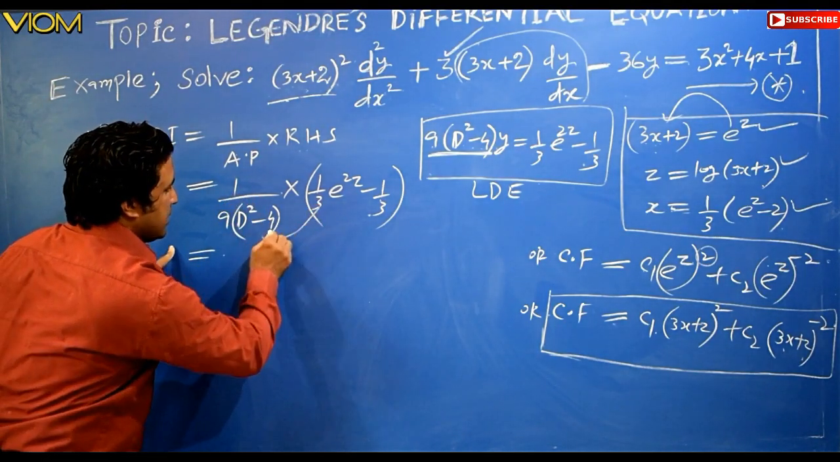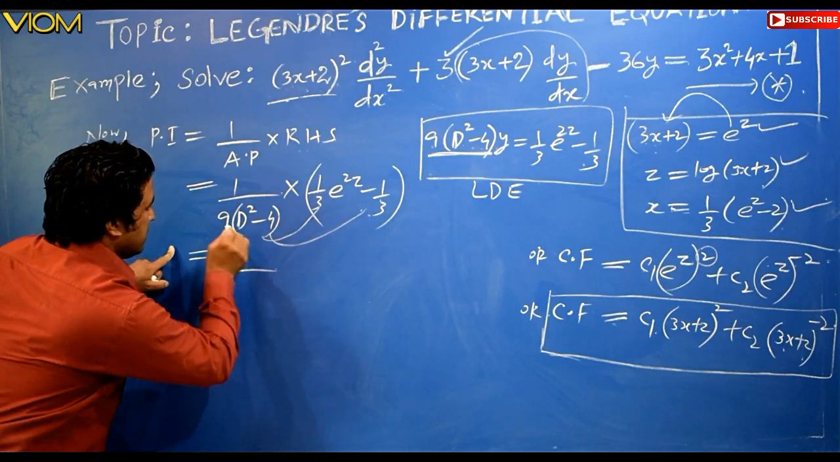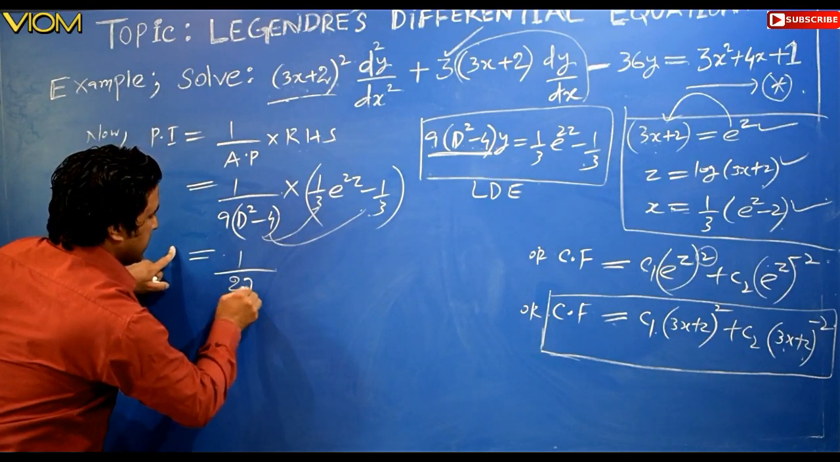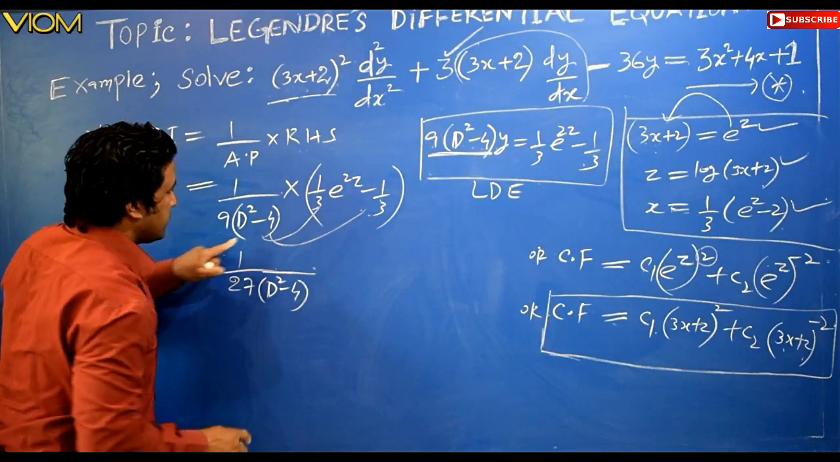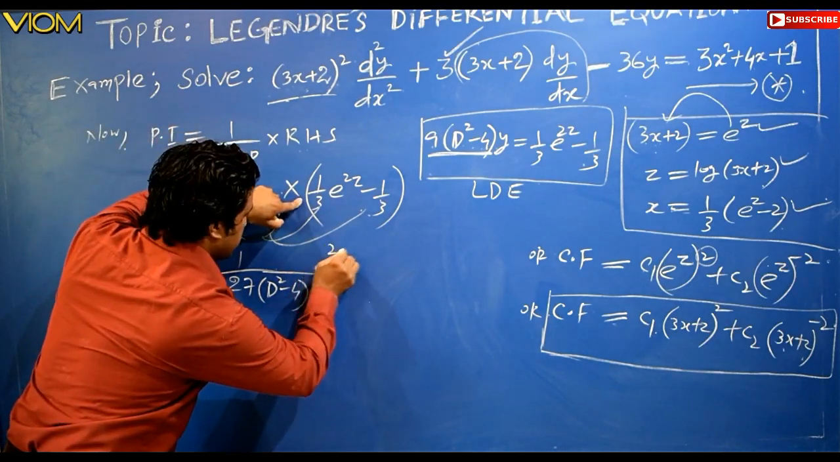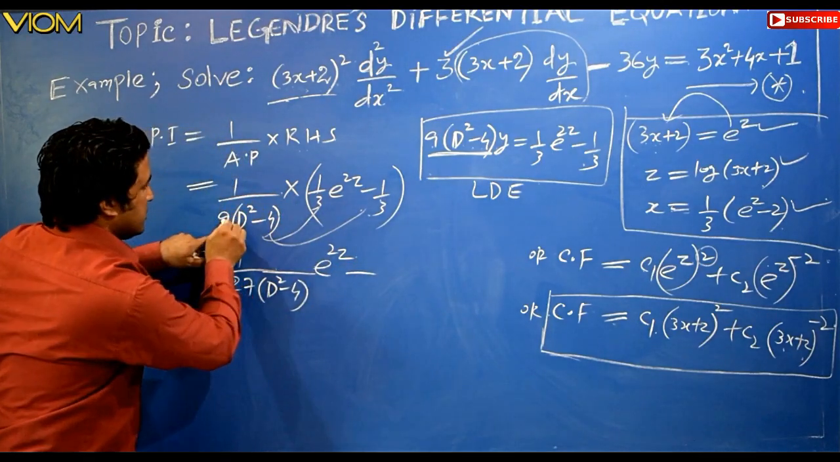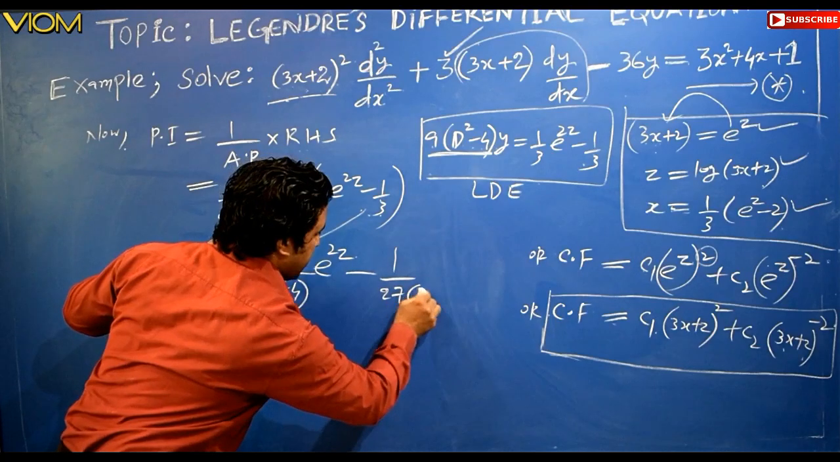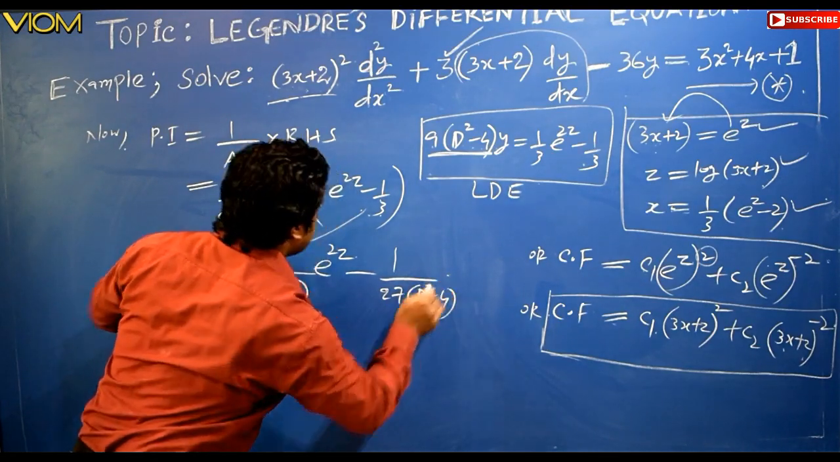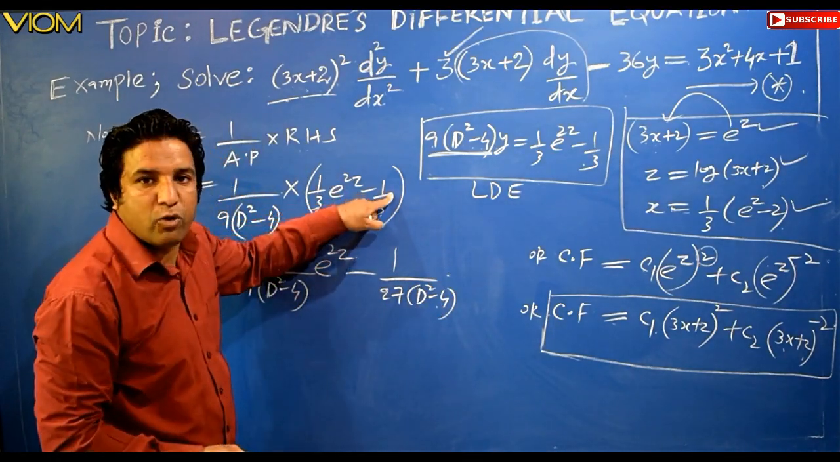This one you will multiply both. This is 1 divided by 9, and 3 nines are 27, times of this is D square minus 4, as it is. And the right hand side is e raised to the power of 2z. This is minus, 9 3s are 27. This is 27 times of this D square minus 4. Here there is no concept, I mean no function.